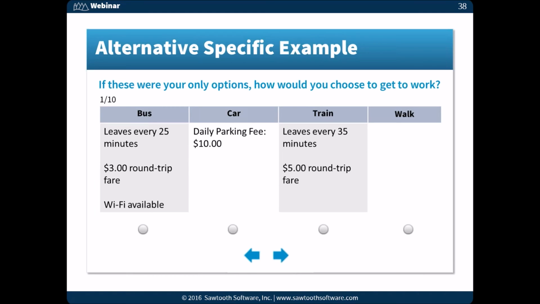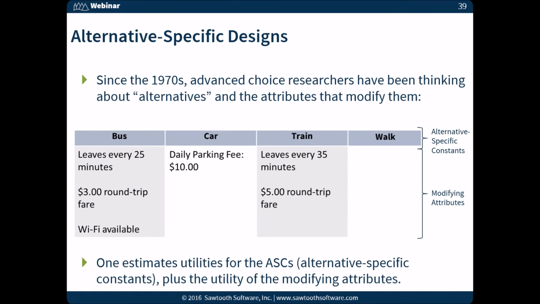Same thing with the train. Maybe there's a daily parking fee of $10 for the car, maybe there's no parking fee to get to the train, but there is a fee for the round trip fare and it leaves every 35 minutes. So you can start to see how there are certain attributes that are only going to apply to certain alternatives, or other levels within an attribute. And we call that alternative specific designs. We're talking about these alternatives and the attributes that modify them.